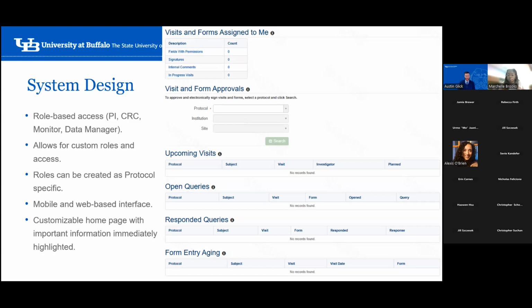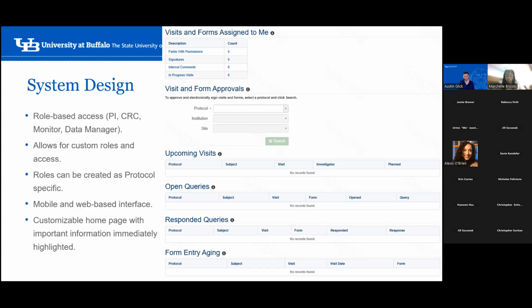I've kind of touched on these quite a bit. It's mobile and web-based interface, which is really, really nice. I don't know why anyone would use the mobile interface, but it does exist. Most people would enter in data from their computer, but it is there. And it's got a customizable homepage, which is what you see right here with important information immediately highlighted.